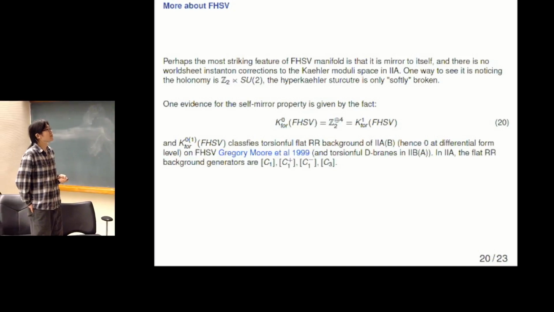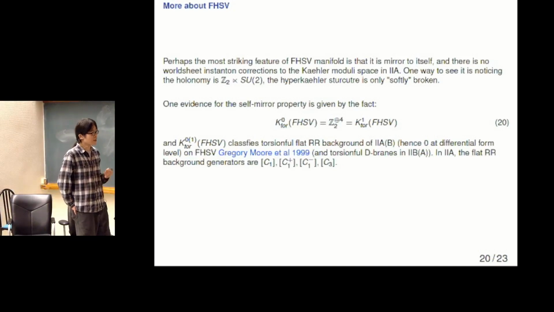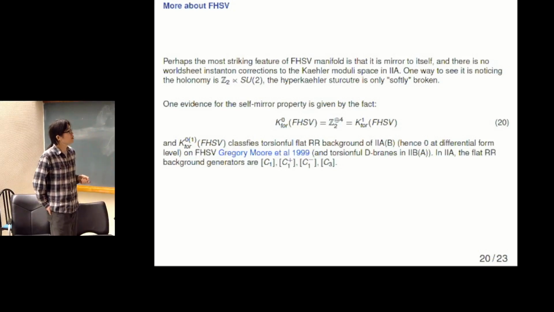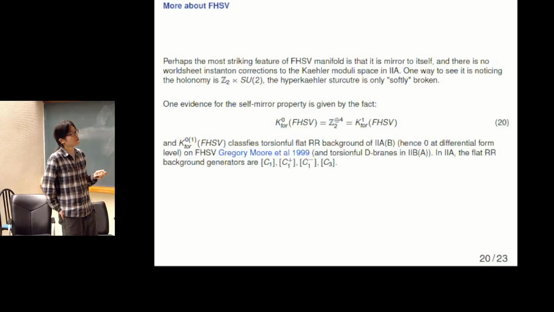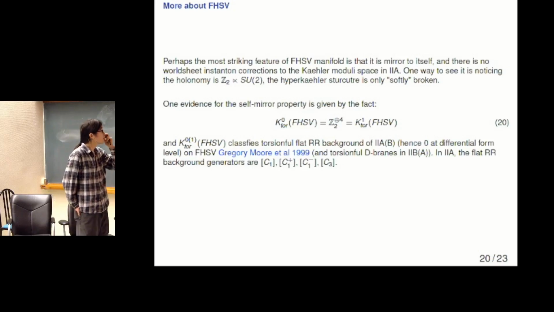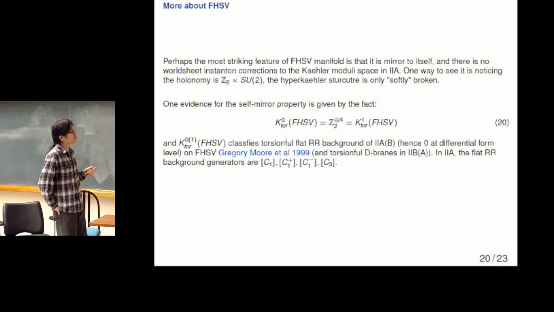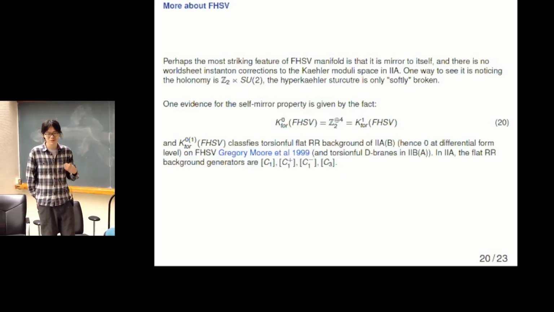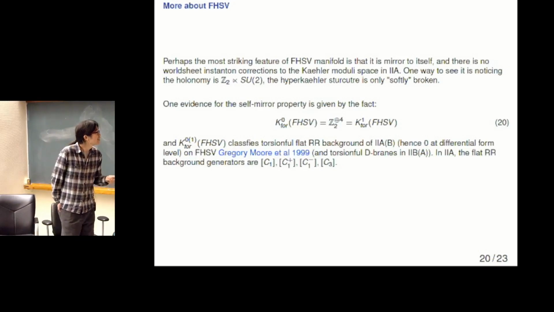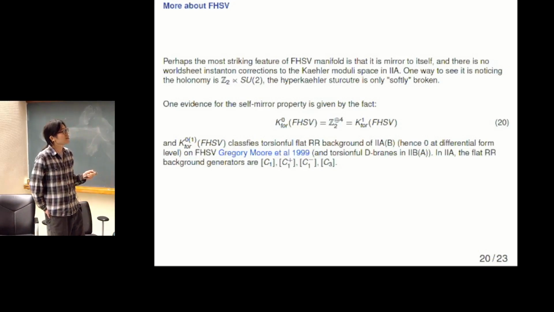Okay, first, more about FHSV. I think the most striking feature that makes FHSV so special is that it is mirror to itself. And there is no worldsheet instanton correction to the Kähler moduli space in 2A compactified on FHSV. One way to realize this is simply because the hyper-Kähler structure is only softly broken in FHSV. One piece of evidence for the self-mirror property is the following. This is not a very convincing evidence, but it is going to be relevant for our following discussion. The torsion subgroups of K0 and K1 on FHSV are isomorphic to each other.